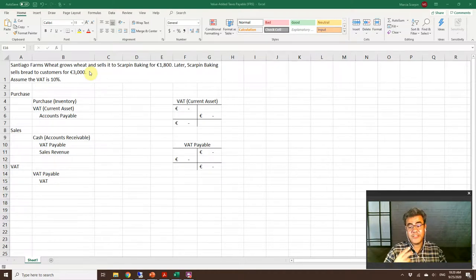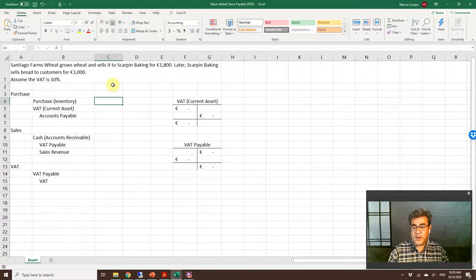So, okay, let's focus on Scarpin Baking. We are purchasing it. So, debit purchase or inventory, depending on whether you are using a periodic inventory system or not, 1800 euros, and accounts payable, 1800. However, we have a problem here because 10% of it is VAT. It's value-added tax. So, which one do we change? Purchase or accounts payable? Scarpin Baking will pay Santiago Farms 1,800 euros.